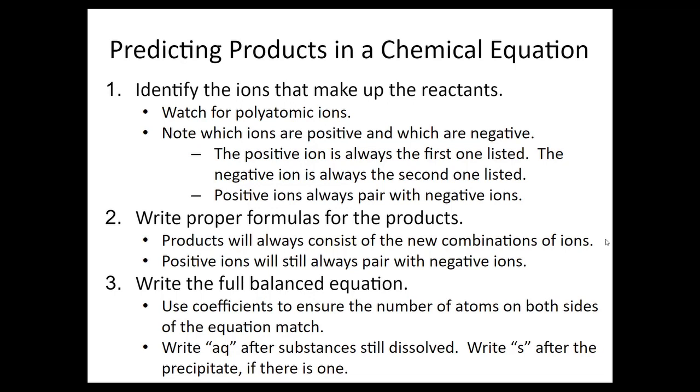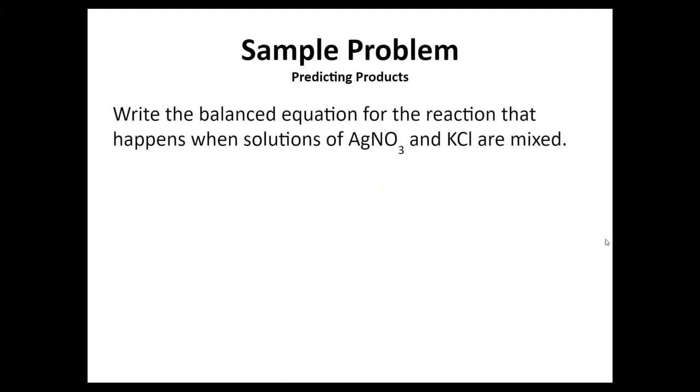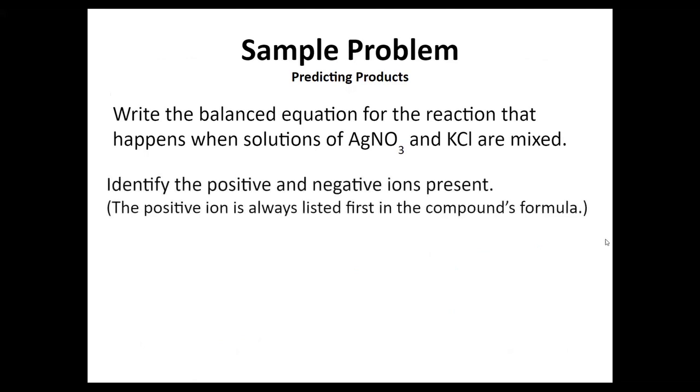Let's go through an example. And I think as we go through an example, we'll kind of get a hang of this. So let's say I'm giving you a situation where we're mixing AgNO3 and KCl, silver nitrate and potassium chloride. The first thing we're going to want you to do is identify the positive and negative ions. Remember, the positive ion always goes first.